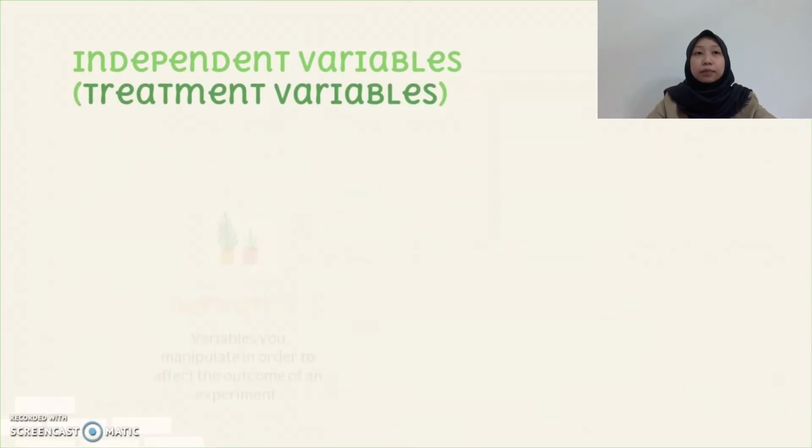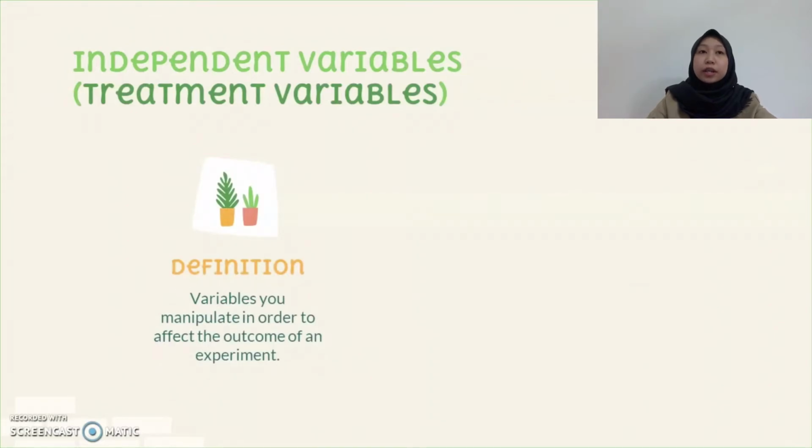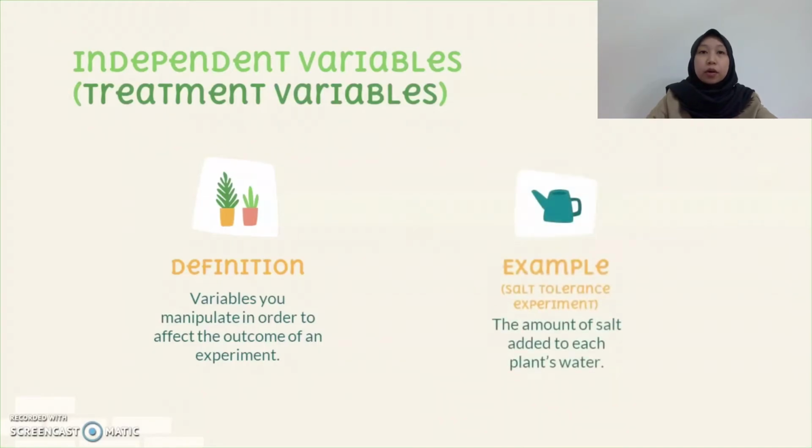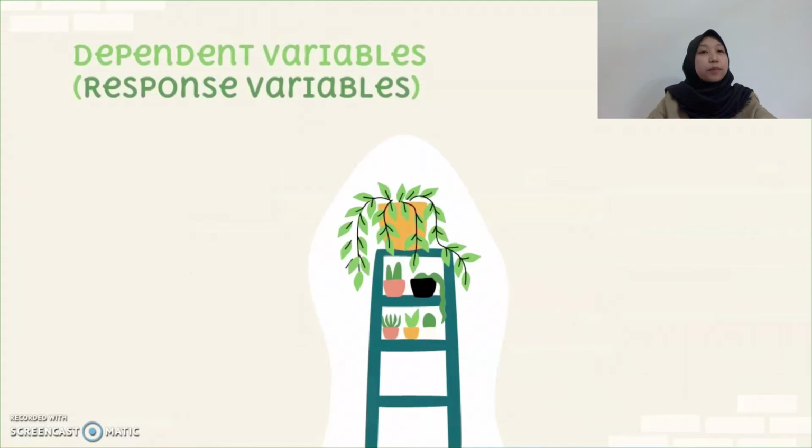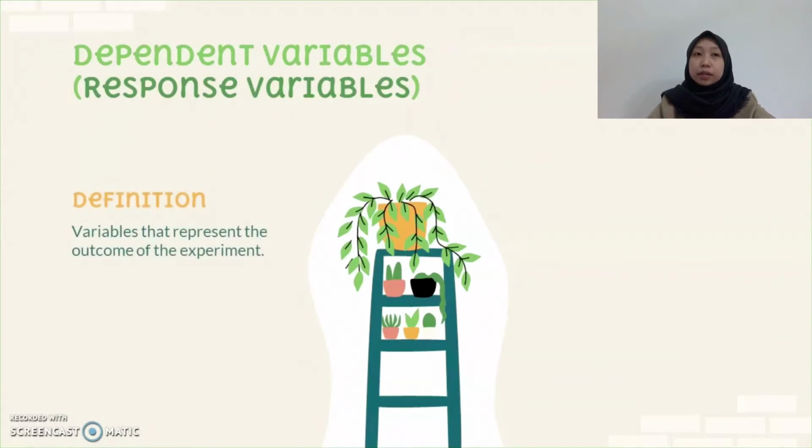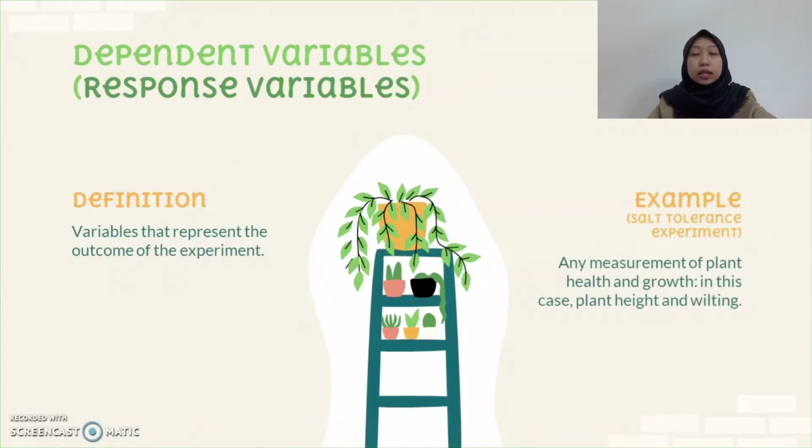First, independent variables, also known as treatment variables. Independent variables are variables you manipulate in order to affect the outcome of an experiment. Example from salt tolerance experiment is the amount of salt added to each plant's water. Second, dependent variables, also known as response variables. Dependent variables are variables that represent the outcome of the experiment. Example from salt tolerance experiment is any measurement of plant health and growth. In this case, plant height and wilting.